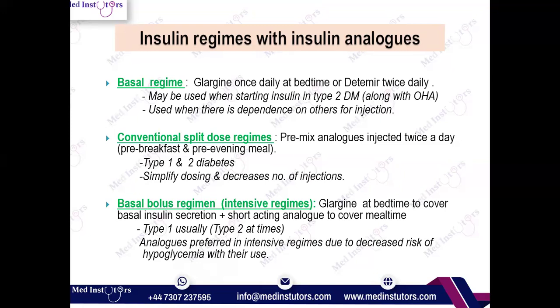If you remember, insulin Lispro, Aspart, and Glulisine were the insulin analogs having fewer postprandial hypoglycemic episodes compared to regular insulin. This can be used as the bolus regimen, along with basal insulin, where we use glargine usually at bedtime. So these are the three regimens you have to remember: basal regimen, conventional split dose regimens, and basal bolus regimens.